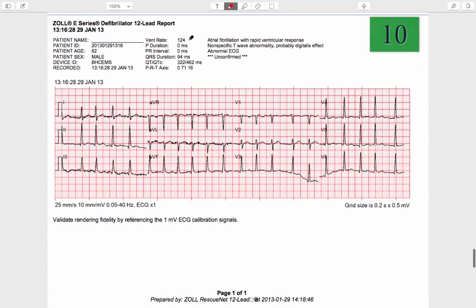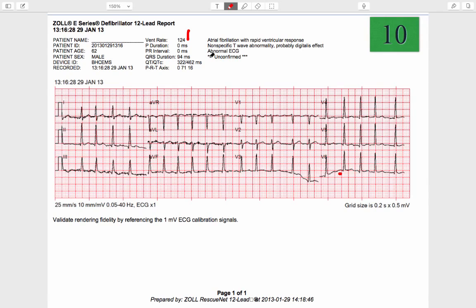All right, in this case we have a rate of 124. That's an interesting number. Is there a P for every QRS? I don't see any P's at all. I see junky baseline. I can almost talk myself into a P wave there, but they just really aren't.